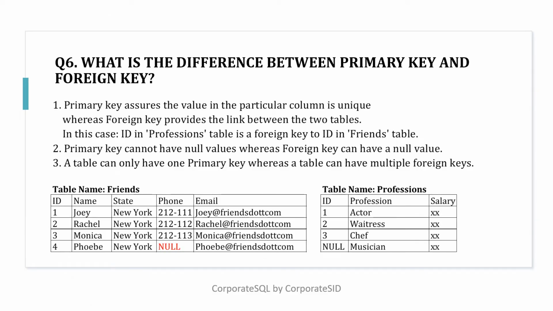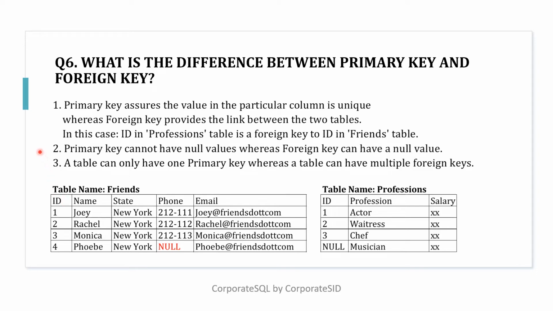What is the difference between primary key and foreign key? Primary key assures the value in the particular column is unique, whereas foreign key provides the link between the two tables. In this case, ID in profession table is a foreign key and ID in friends table is primary key.